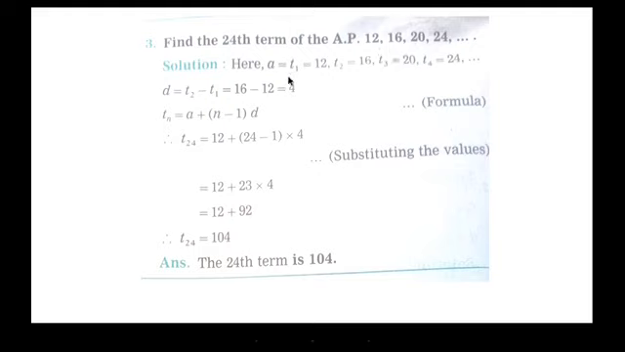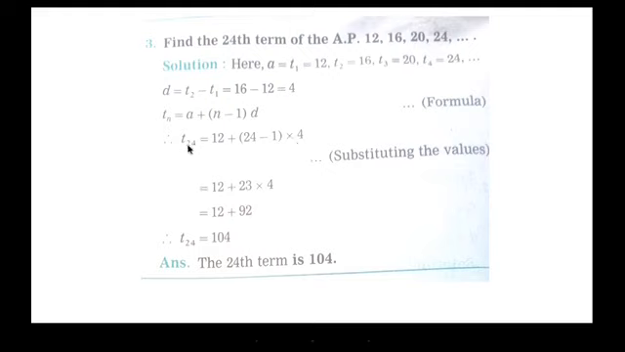Here A, that is T1, is 12, T2 is 16, T3 is 20, T4 is 24 and so on. The common difference D will be T2 minus T1, that is 16 minus 12, that is 4. So we have the formula Tn is equal to A plus (n minus 1) into D. Therefore T24 is equal to 12 plus (24 minus 1) into 4.